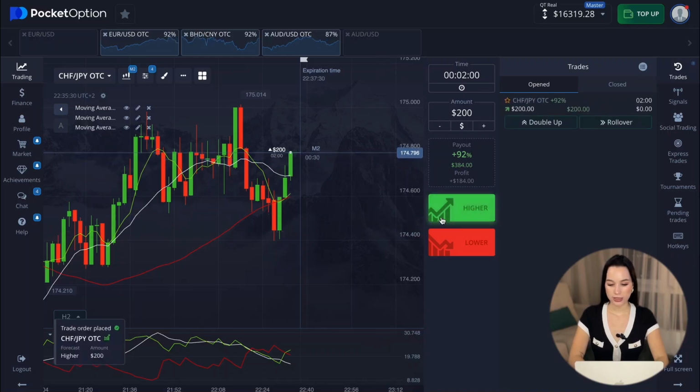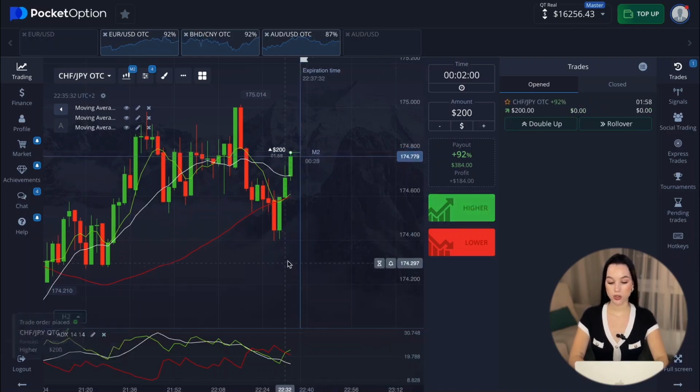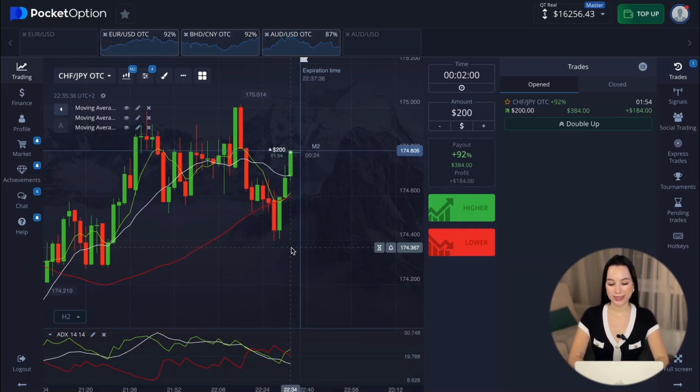So let's look at this one. Yeah, I opened a trade here for $200 up for 2 minutes as well. Here our chart almost achieved the resistance level. You can see it's really close, but still we have this distance to the resistance level. So in 2 minutes it will grow.